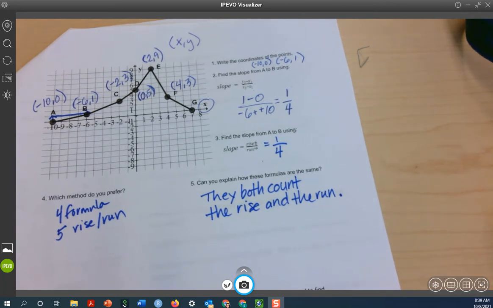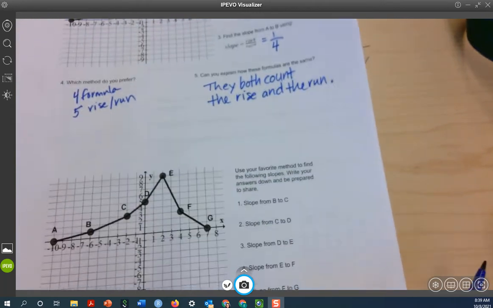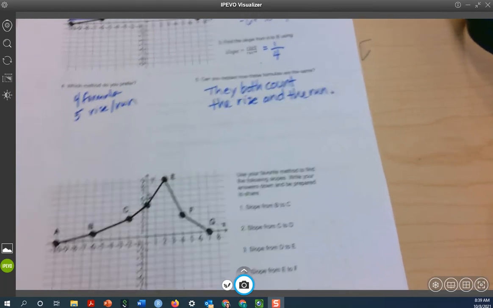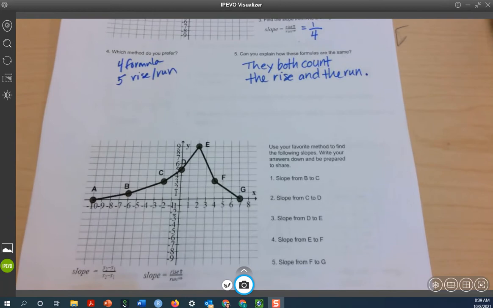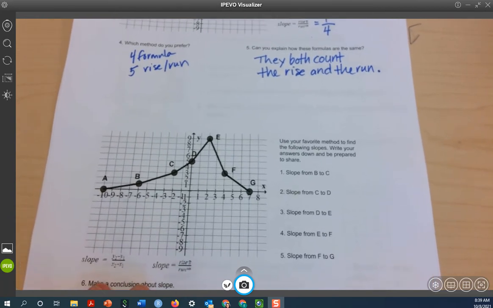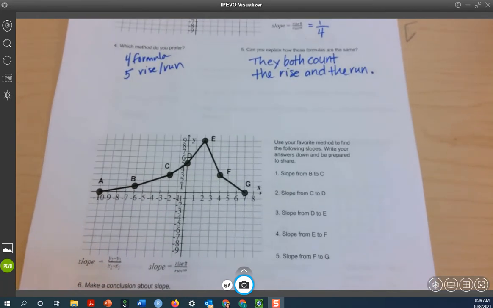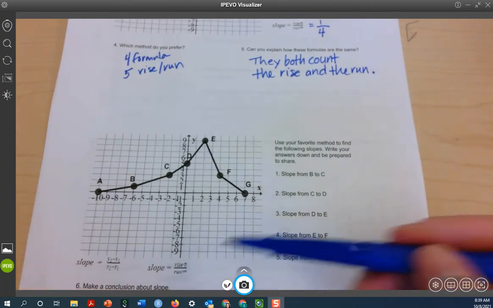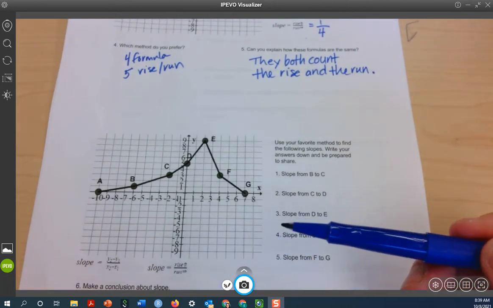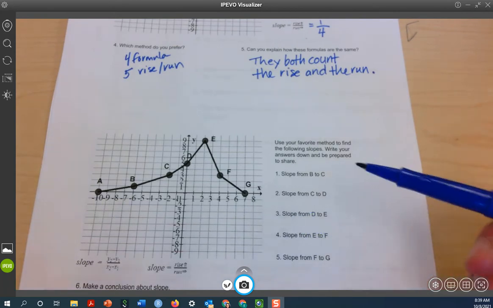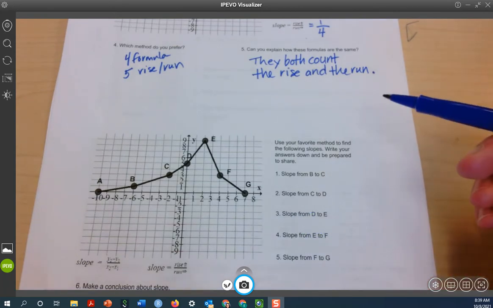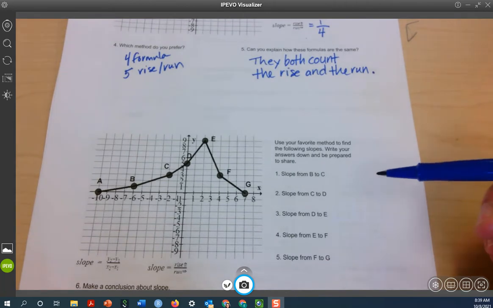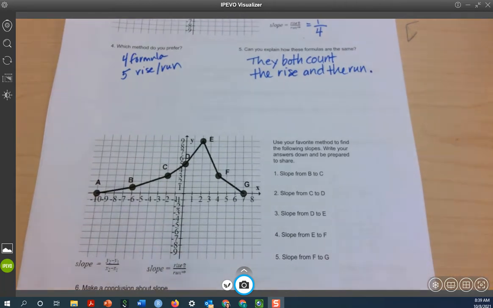All right, so let's look at the bottom part. Use your favorite method to find the following slopes. Write your answers down and be prepared to share. So I am going to have you share with a partner. And then after you find these 5 slopes, you're going to make a conclusion about slope. And you might make different conclusions, but some sort of general conclusion about slope. You don't have to practice both methods. You can use the method that you like. Okay? So I'm going to give you some time and I'll come around and see if you need any help.